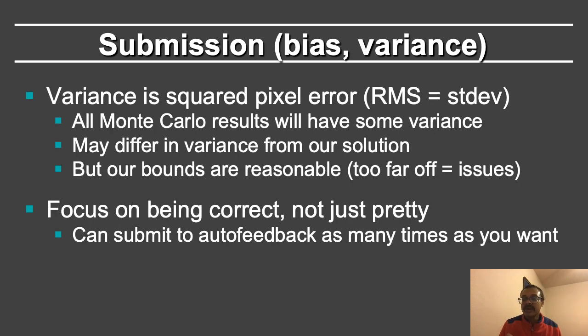However, we also compute the variance, which is the squared pixel error, and the root mean square error is the standard deviation. All Monte Carlo results will have some variance. If you're producing a result without noise, you've either discovered something truly exceptional or much more likely there's some issue or error in your program.